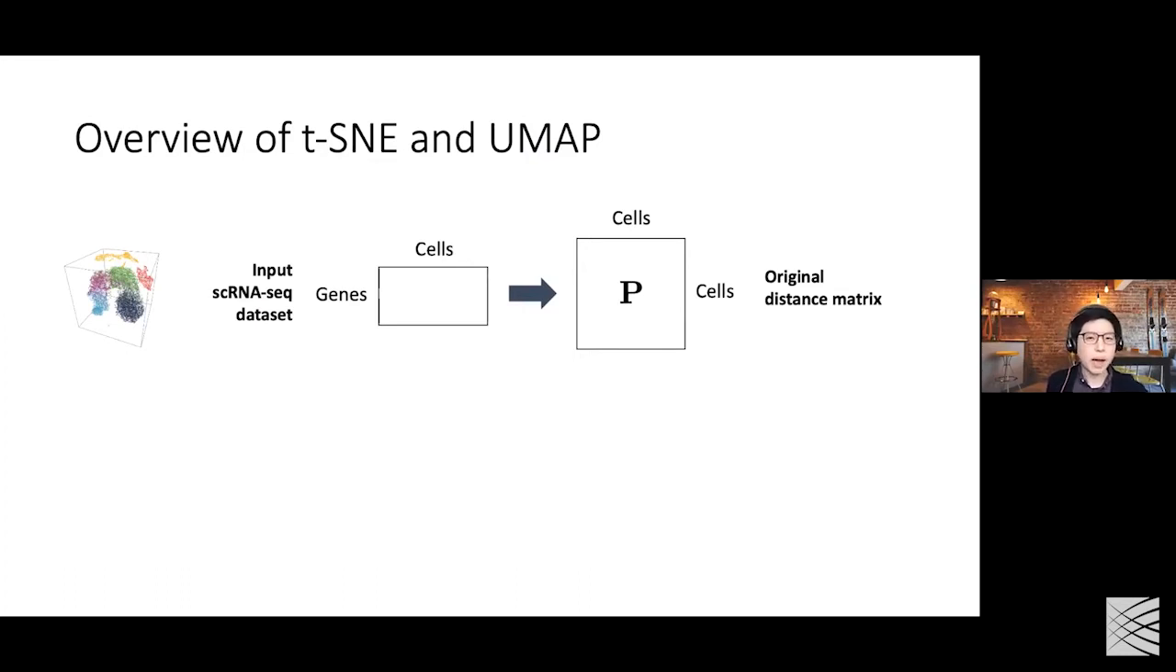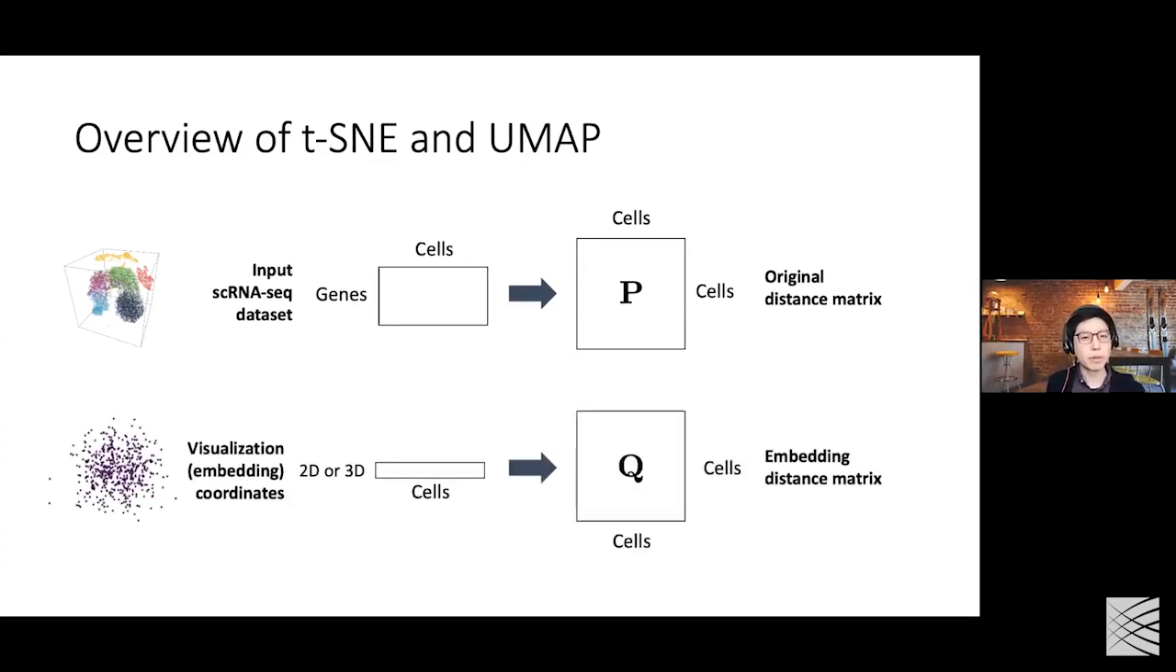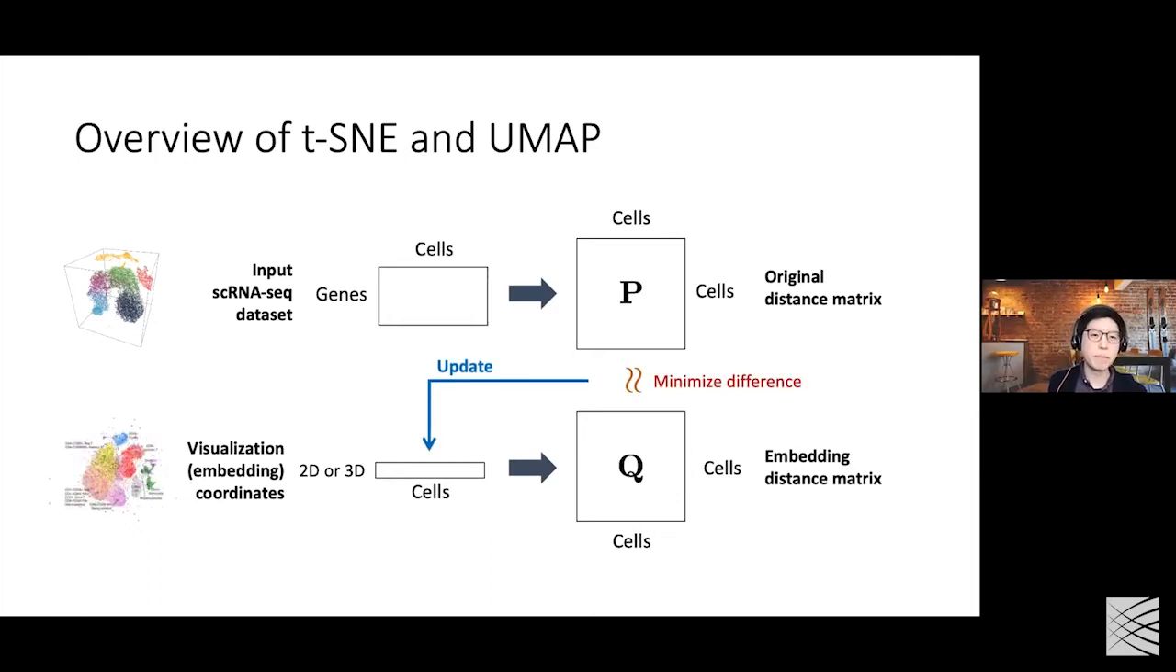These methods apply a similar process to the embedding to compute a pairwise distance matrix based on the embedding coordinates. And these coordinates are then iteratively optimized to minimize the difference between the two distance matrices. This encourages the embedding to accurately reflect the structure of the data in the original space. The main differences between t-SNE and UMAP lie in how they define the distance matrices and the way in which they measure the difference between them.